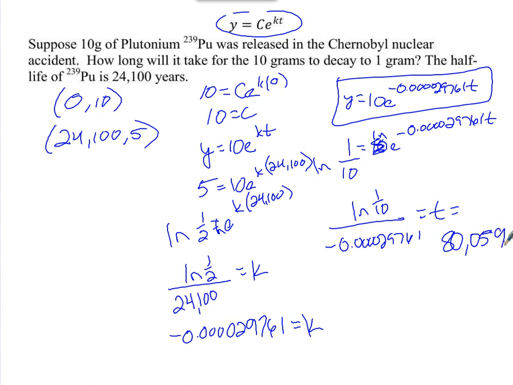$80,058.5, so let's call it 80,059 years. 10 grams of plutonium, not very much at all. And it's going to take that long, and we still have 1 gram remaining.